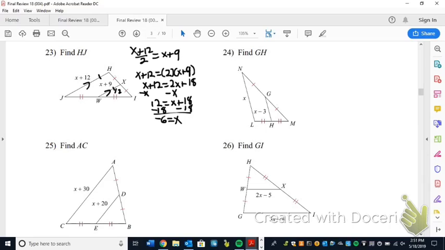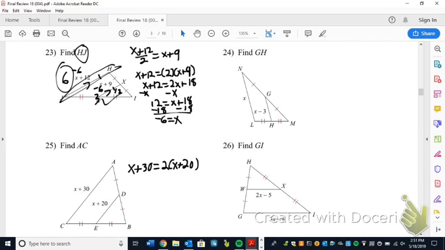Don't freak out, it's fine to have x equals negative 6 as long as our distance isn't negative. So we're going to plug in negative 6 in there, and we get 6. Now I want to double check. I'm going to go 9 minus 6 and get 3, so that works out. On to number 25. Same idea, x plus 30 equals 2 times (x plus 20).